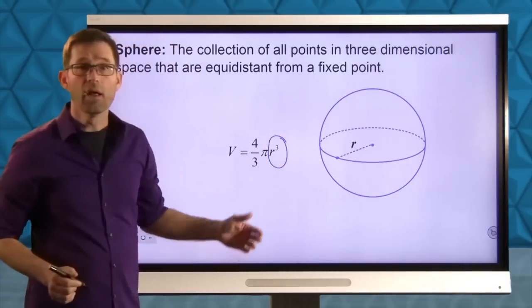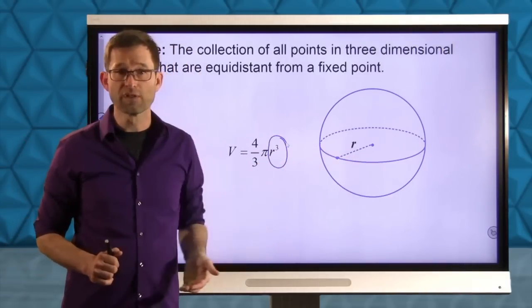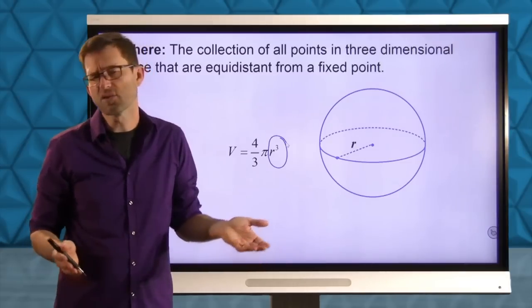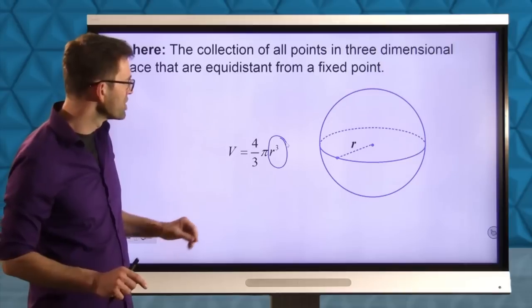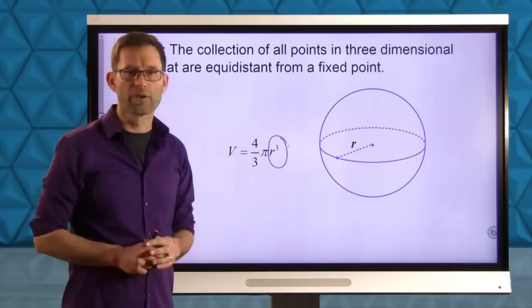That is really the only thing that determines what a sphere is: the size of its radius or diameter, depending on how you want to think about it. And the volume formula for a sphere is 4/3 pi r cubed.